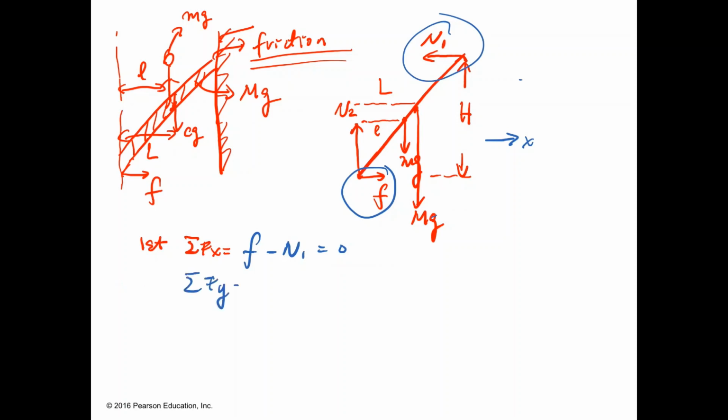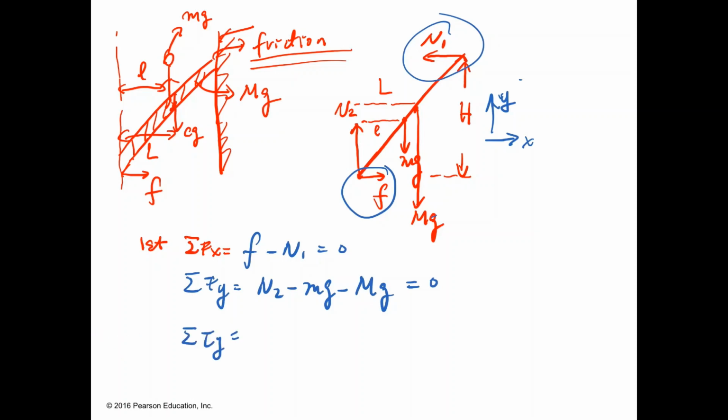We also have the sum of all the forces in the vertical direction, right? If we define this as the positive y direction, then N2 minus mg minus big Mg is equal to 0, right? And another condition that we need to use is the sum of all the torques.